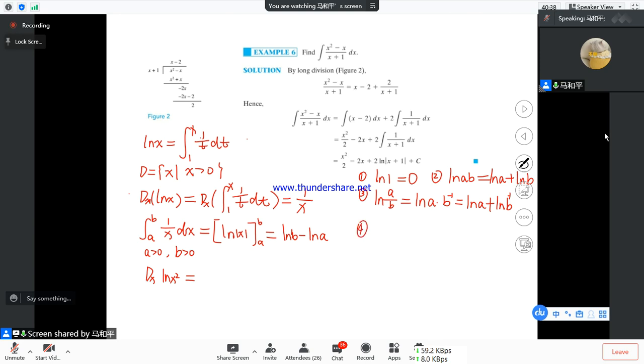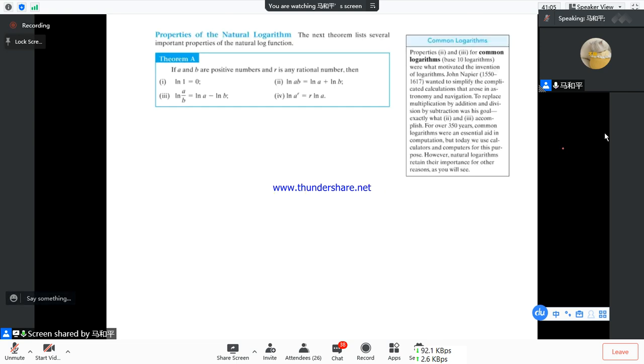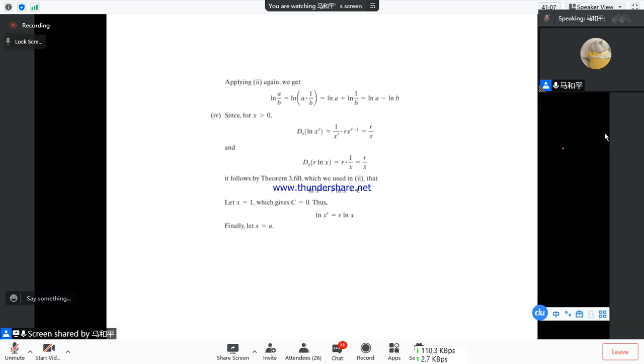By the last property, we learn ln A to the power r. We learned this is r times ln A, right? So here this r is -1, we write this as ln A minus ln B, right? So this is the third. We learned these important properties of the ln function.